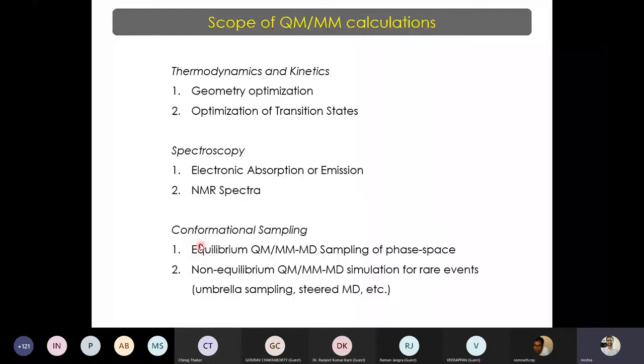In addition, the strength of molecular dynamics simulation is its ability to do conformational sampling. So you can see I can do equilibrium QM-MM MD sampling.